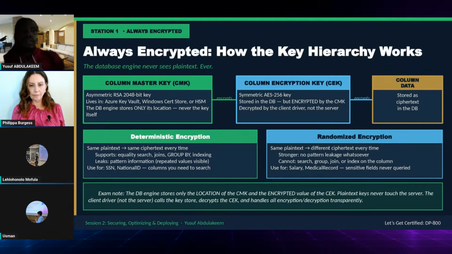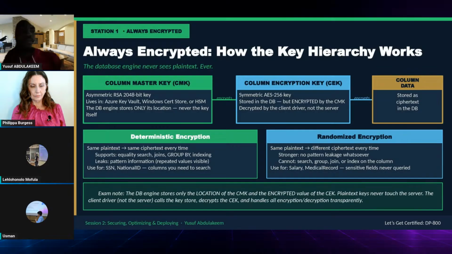So the Always Encrypted aspect of this is that the database engine never sees plain text ever. That is your column master key, which is an asymmetric RSA 2048-bit key, and which lives in Azure Key Vault, Windows Cert Store, or HSM. The database engine stores only its location, never the key itself. Then the column encryption key is a symmetric AES-256 key, stored in the database but encrypted by the CMK, decrypted by the client driver, not the server. Then the column data is stored as ciphertext in the database.